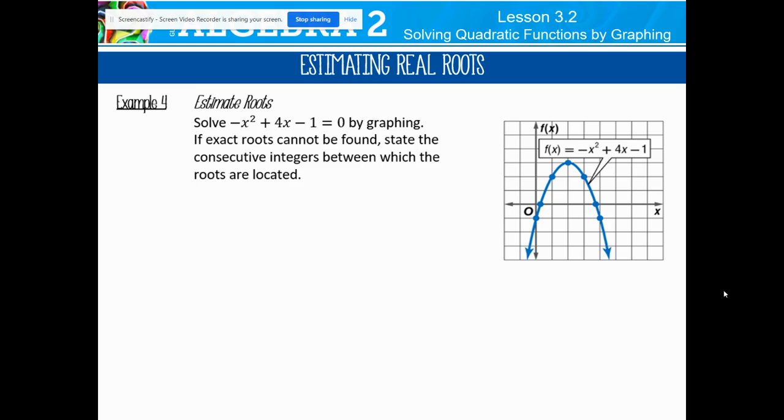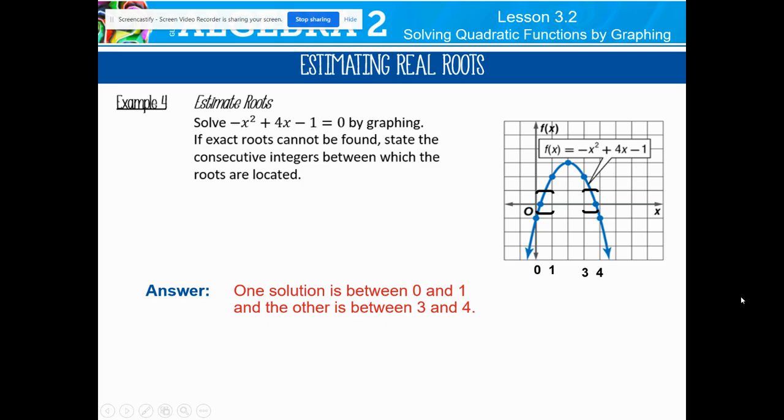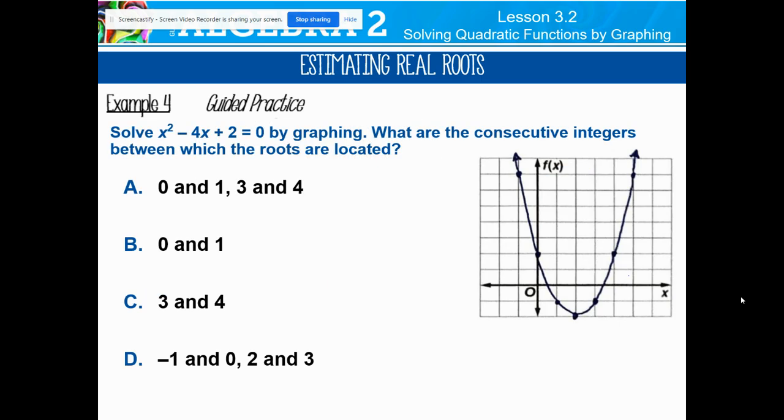We're going to solve negative x squared plus 4x minus 1 is 0. I have it graphed there for you. The exact roots cannot be found with this graph. State the consecutive integers between which the roots are located. So here is one, and it's between 0 and 1. It crosses the x-axis between 3 and 4 as well. So one of the solutions is between 0 and 1, and the other's between 3 and 4.